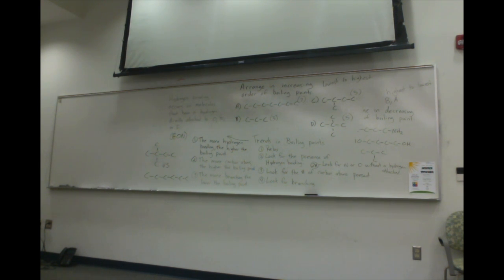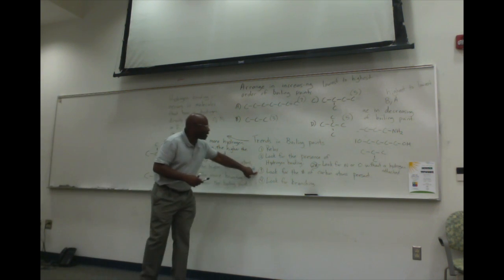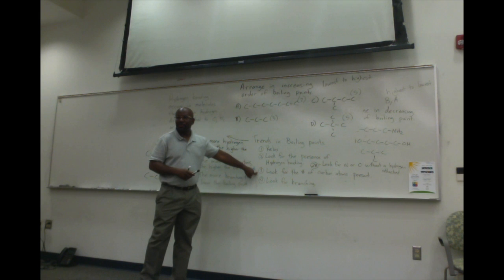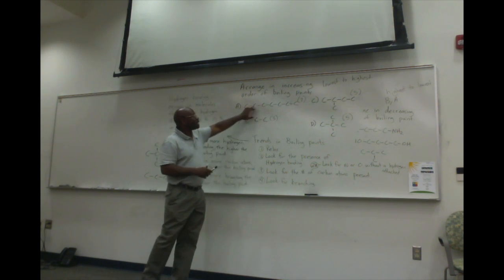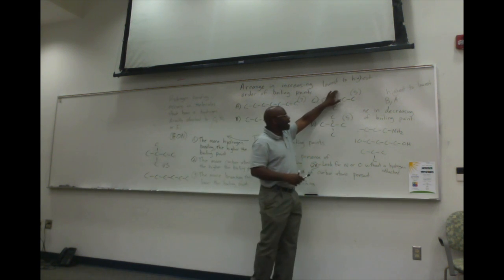I thought you said the higher the branches, the lower the boiling point. We get to that when you go to the next rule. Right now we're looking at the number of carbon atoms present: 7, 3, 5, and 5.